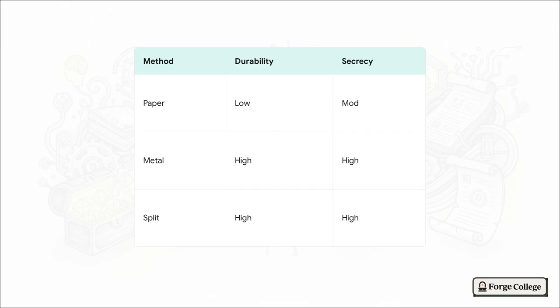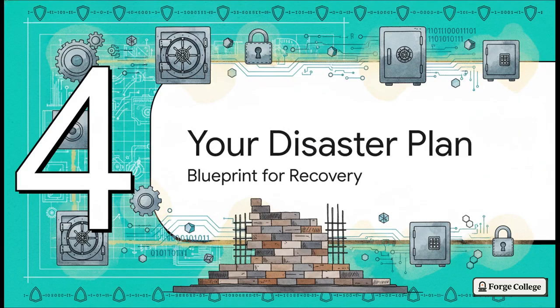And then there's a Shamir split, where you mathematically break the phrase into pieces and stash them in different cities. Incredible redundancy, unmatched secrecy, but the operational complexity is just through the roof. You have to reconstruct it perfectly to access your funds. So as you can see, no single method gives you a perfect score across the board. Which perfectly cues up Section 4, Building Your Disaster Plan Blueprint for Recovery.